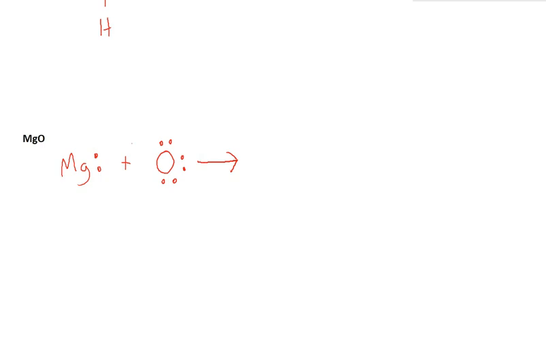And these electrons are going to actually transfer over to the oxygen atom here. So magnesium is going to become positively charged. By losing 2 electrons, you become positively charged. And oxygen, on the other hand, is going to receive these electrons, filling its valence shell, and gaining 2 electrons gives you a 2- charge.